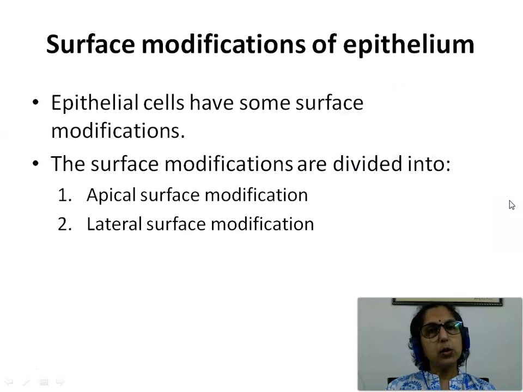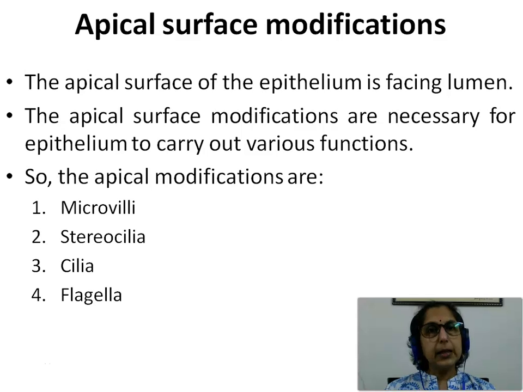Now we go on to study some surface modifications of epithelium. Epithelial cells have some surface modifications, and these are divided into apical surface modifications and lateral surface modifications. Let us study the apical surface modifications.